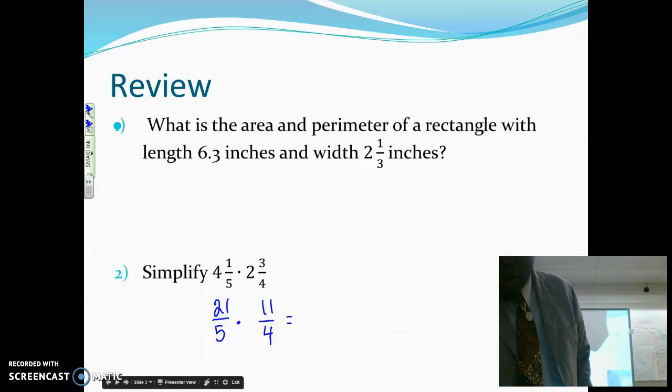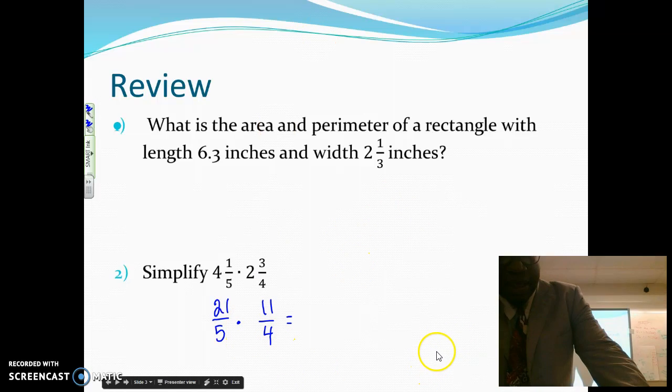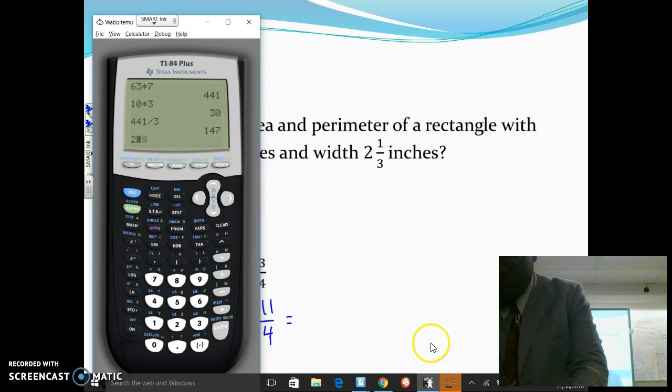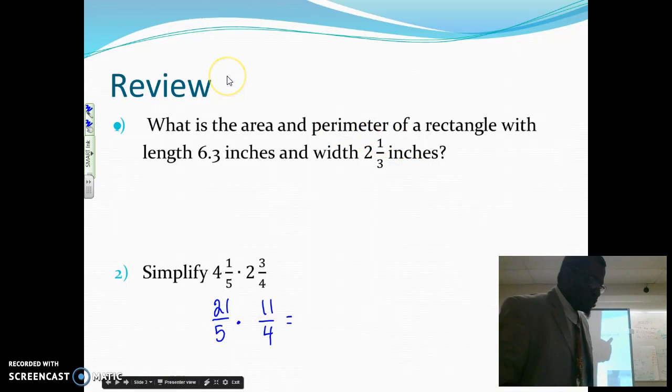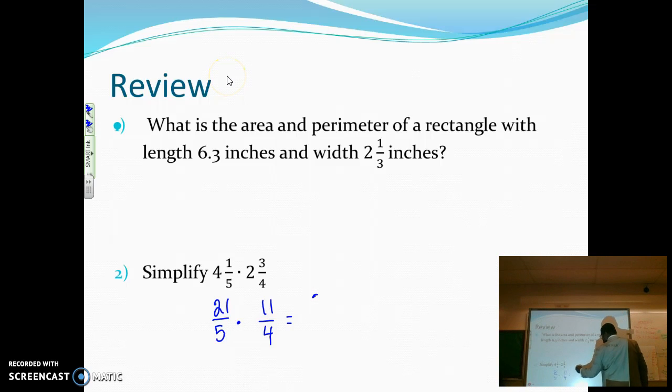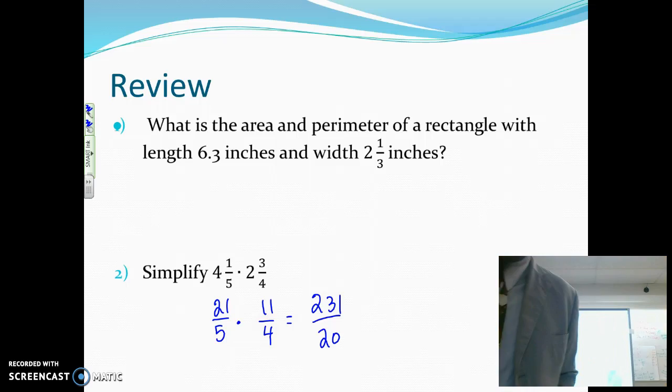On the bottom we have 20. On the top we have 21 times 11. So if we look at 21 times 11, that's 231. So our final answer is going to be 231 over 20. And it's okay for us to leave our answer as a mixed number.